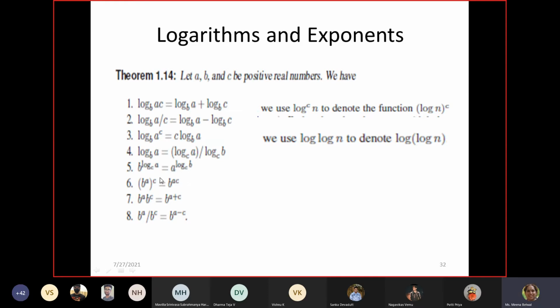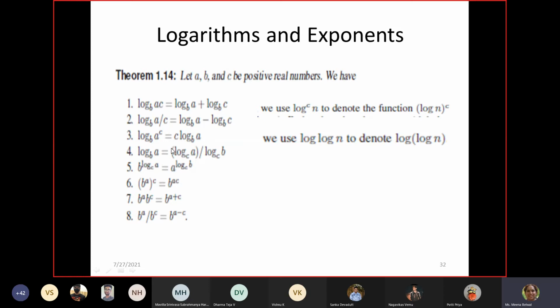Then this is another rule of algebra that you already know: b to the power a, to the power c, is b to the power ac. Another rule of algebra: b to the power a into b to the power c is b to the power of a plus c. And this rule also you know: b to the power a divided by b to the power c is b to the power of a minus c. So rules number 3, 4, and 5 we tend to forget, but we may have to use these three rules.